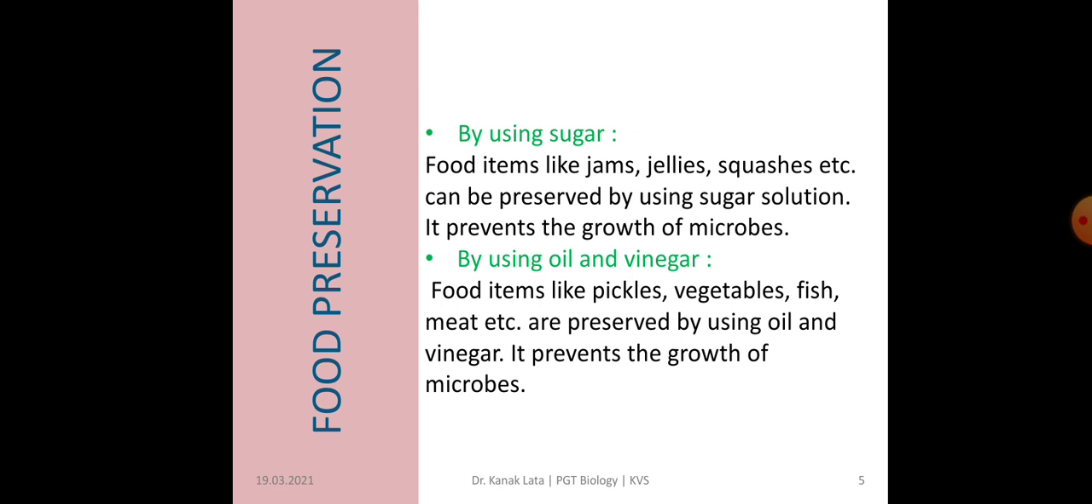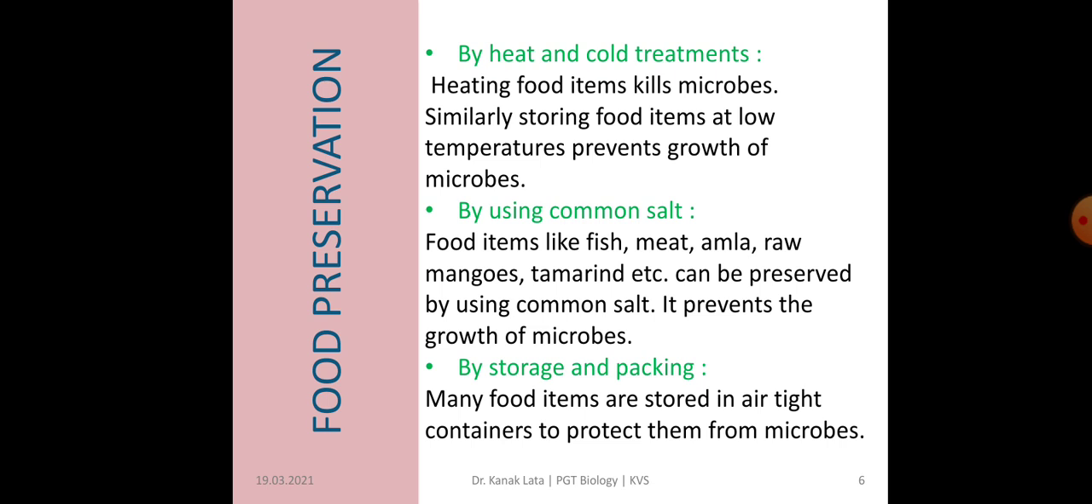Another is by using oil and vinegar. Food items like pickles, vegetables, fish, meat, etc. are preserved by using oil and vinegar. So this oil and vinegar prevent the growth of microbes. Next method is by heat and cold treatment. Both heat and cold treatment prevent the growth of microbes. Heating food items kills the microbes, and similarly storing food items at very low temperature, that is keeping the food in the fridge, the low temperature in the fridge prevents the growth of microbes.